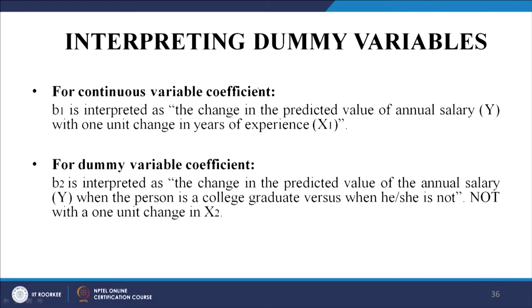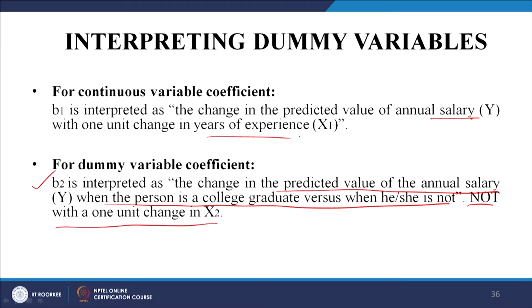For a continuous variable, coefficient B1 is interpreted as the slope, the change in the predicted value of annual salary y with 1 unit change in years of experience, right. So, with a 1 unit change, how much is the annual salary changing? For dummy variable coefficient B2, the categorical second case, it is the change in the predicted value of the annual salary when the person is a college graduate versus when he or she is not, not with a 1 unit change in x2. How is this 1 unit change? Because there are only two values, 1 and 0.